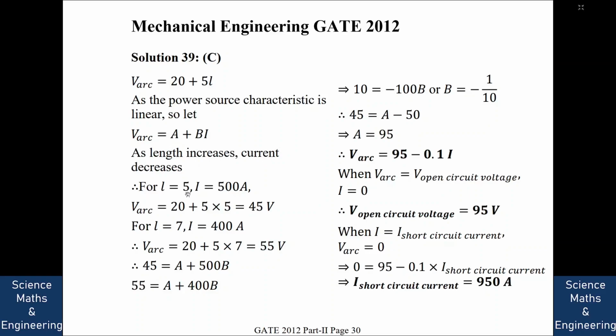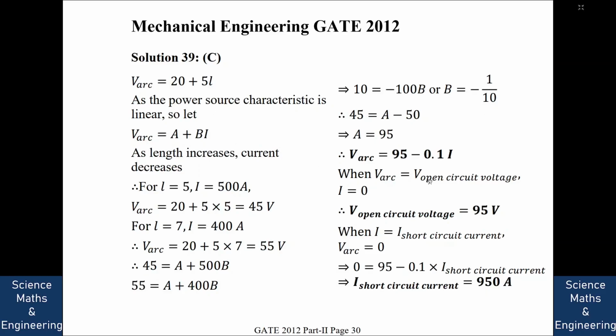So for L equal to 5, I is 500 ampere. So from here we get V arc is 45 volt. Then for L equal to 7, I would be 400 ampere. So as length increases, current decreases. So from here we get V arc is 55 volt. So from these two equations we get A is 95 and B is minus 1 by 10.